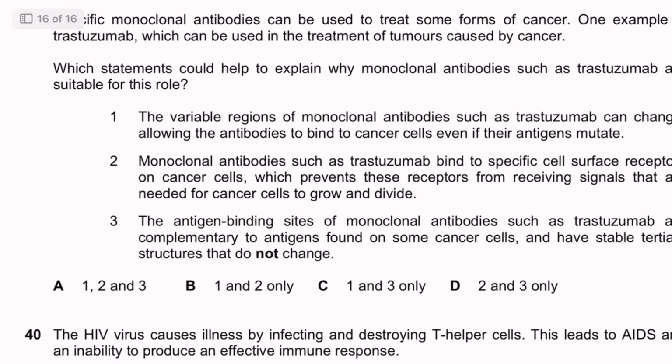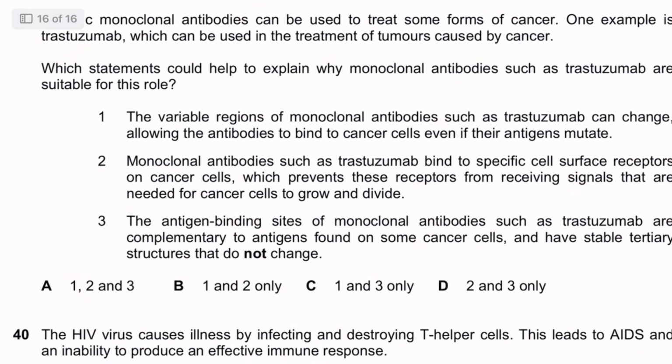Okay, specific monoclonal antibodies can be used to treat some of the forms of cancer. One example is trastuzumab, which can be used in the treatment of tumors caused by cancer. Okay, which statement could explain why monoclonal antibodies are suitable for this role? The variable regions of monoclonal antibodies such as trastuzumab can change, allowing the antibodies to bind to cancer even if the antigens mutate. That's not true. Okay, the monoclonal antibody's variable region is going to stay. Yes, it's variable because it is going to be different for each different kind of antibody, not because it can change.